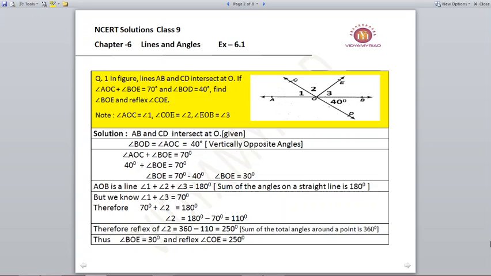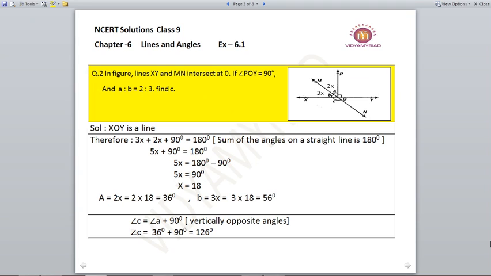Next we have to find the reflex of angle COE. COE is angle 2, which we have already found, which is 110. The reflex will be, we subtract it from the total angle. The total angle around a point is 360. So 360 minus 110 gives you 250 degrees. So we have found both the things. According to the question, angle BOE is 30 degrees and the reflex of angle COE comes out to be 250 degrees.